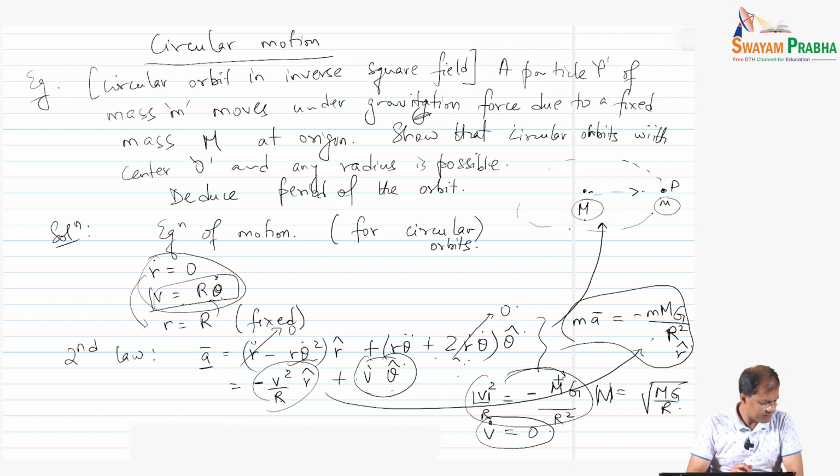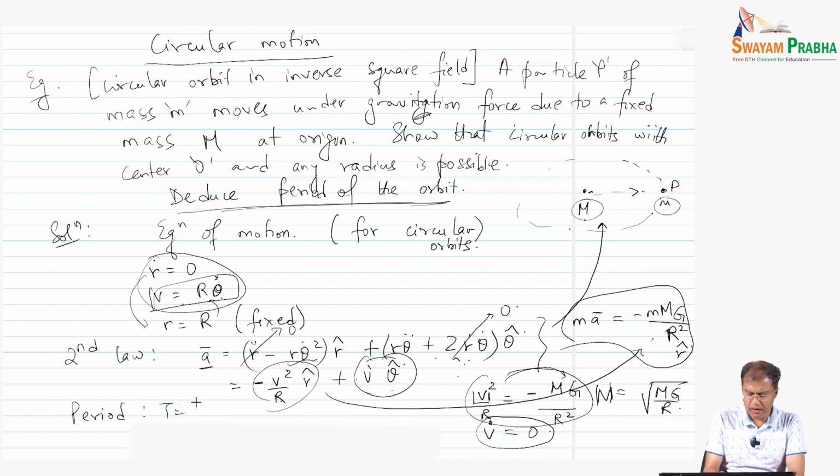Okay, so that is my speed, and then one last thing: we also have to find the period of the orbital motion. The period comes out to be 2 pi by omega, or this is also 2 pi r over v. That's the standard formula, and we plug in the value of v here to find that this is 2 pi r over the square root of M G by r. Okay.